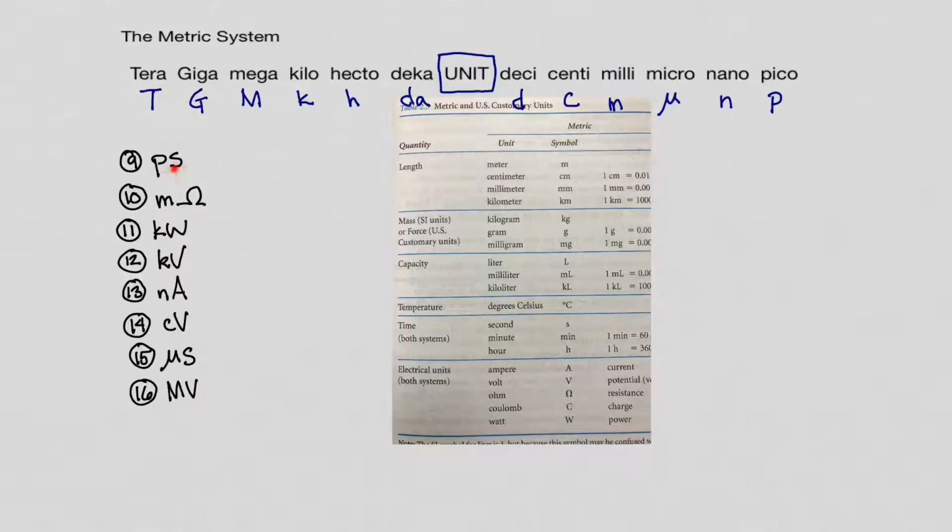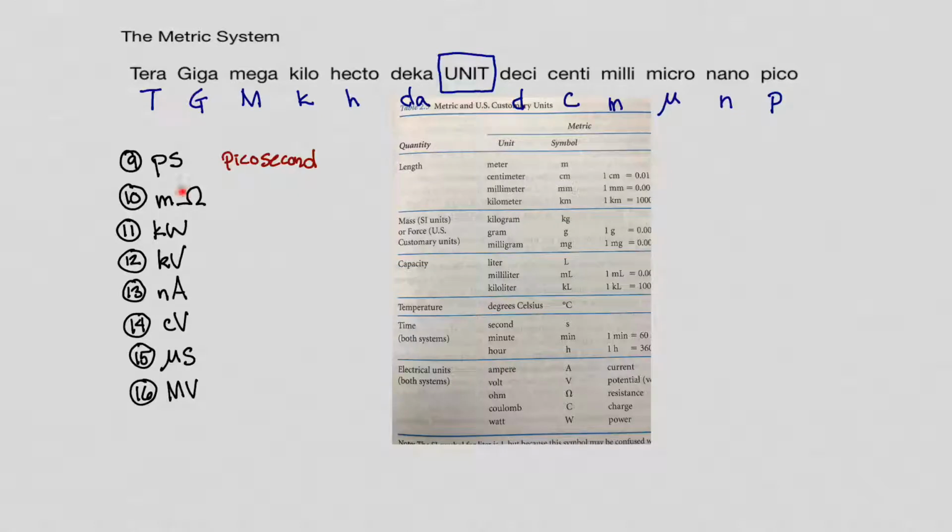So what about the first one here, number 9, PS? Well, P, if you look over here in our symbols for P, or even up here, where's P? Well, P's over here at pico. So this is going to be a pico, and then what? Let's follow it over. Pico S. Well, S is for second. So what we're going to have here is, this is a pico or picosecond.